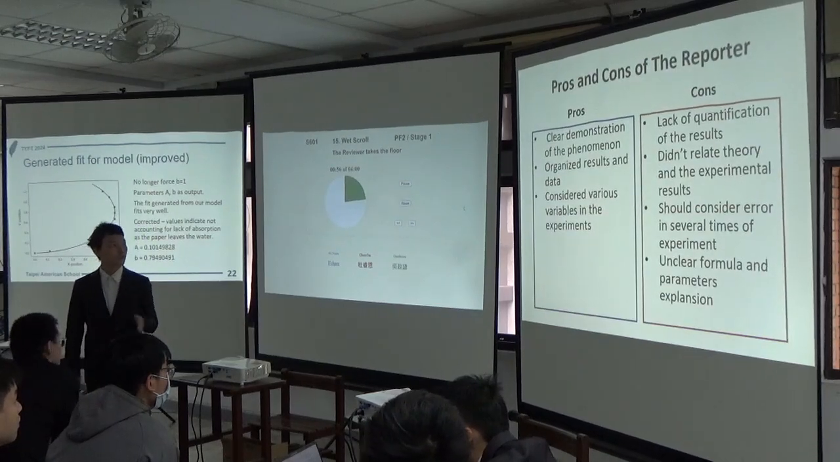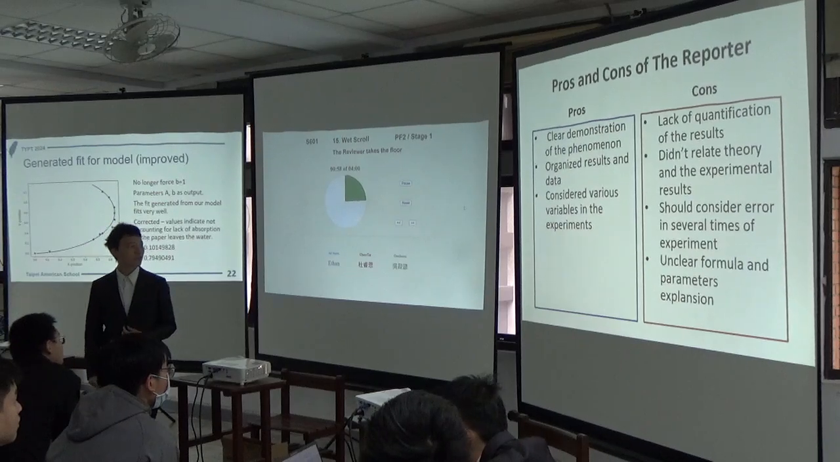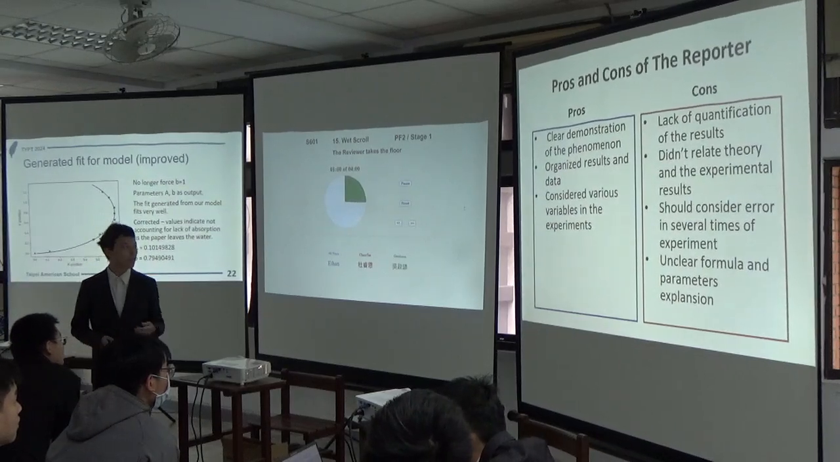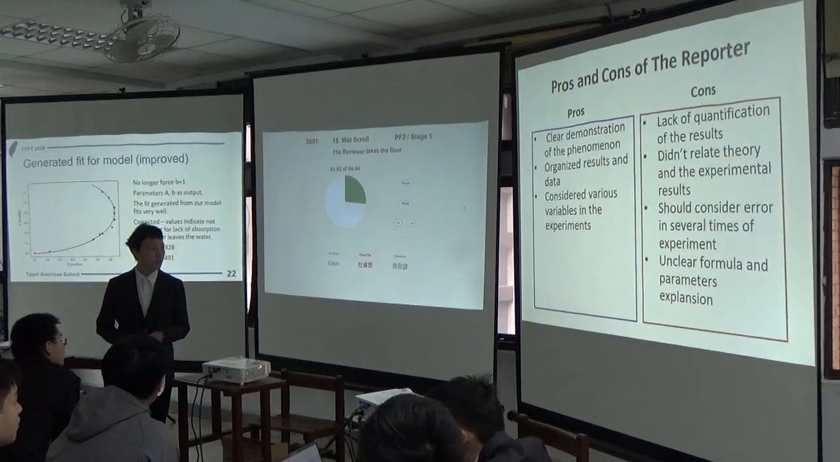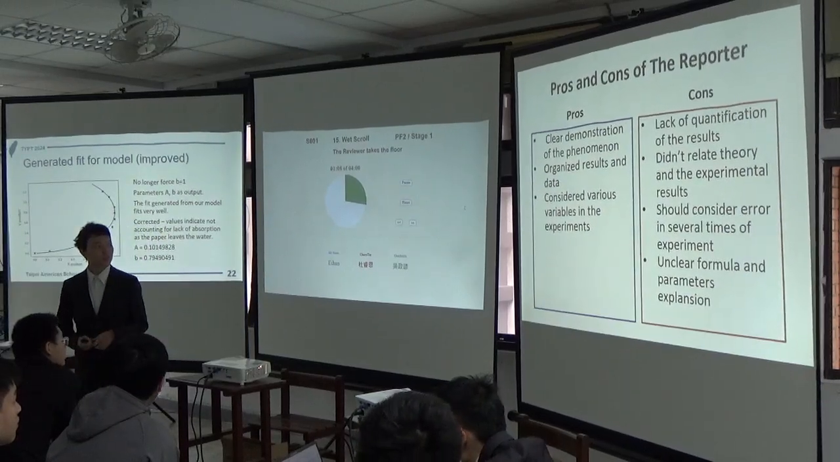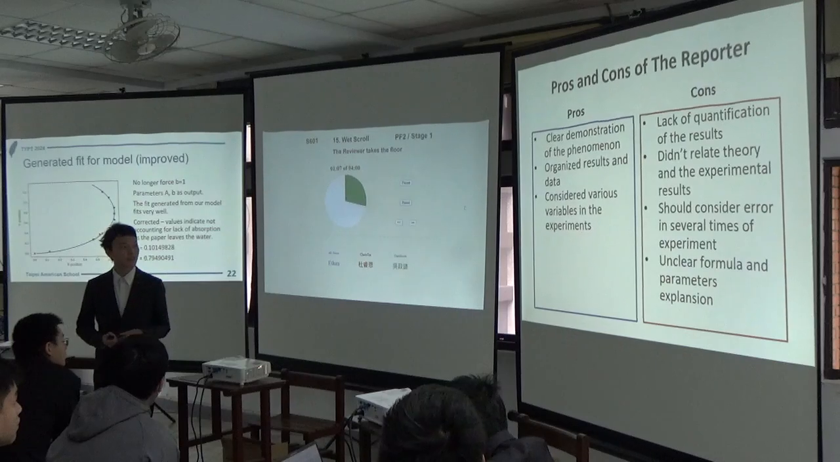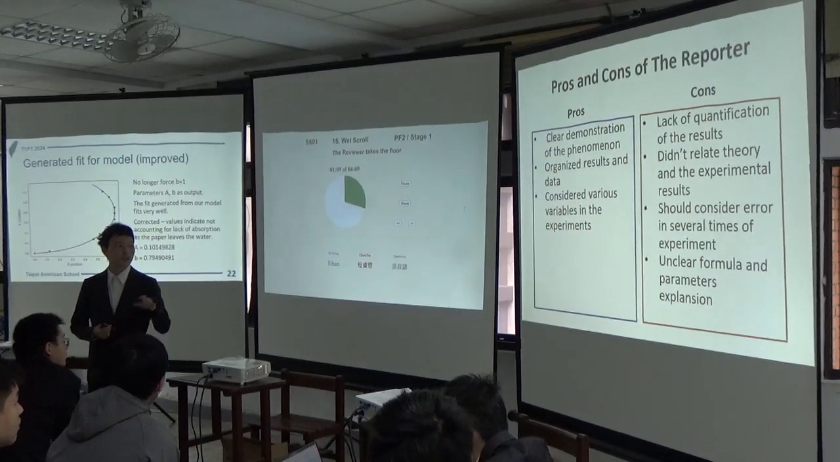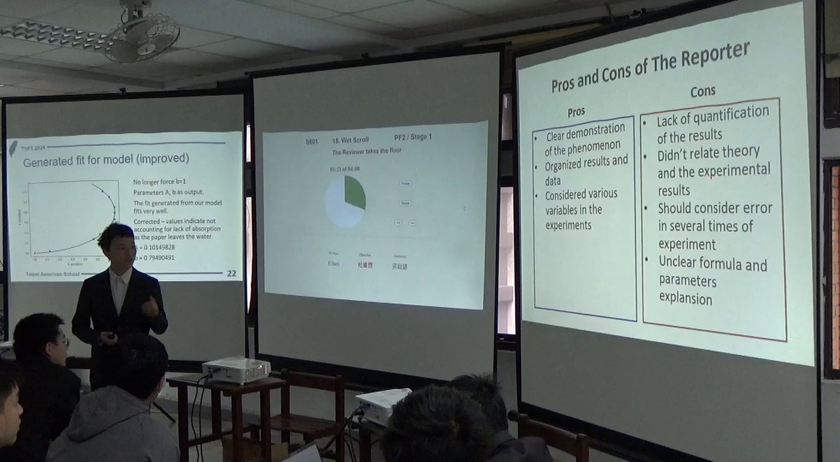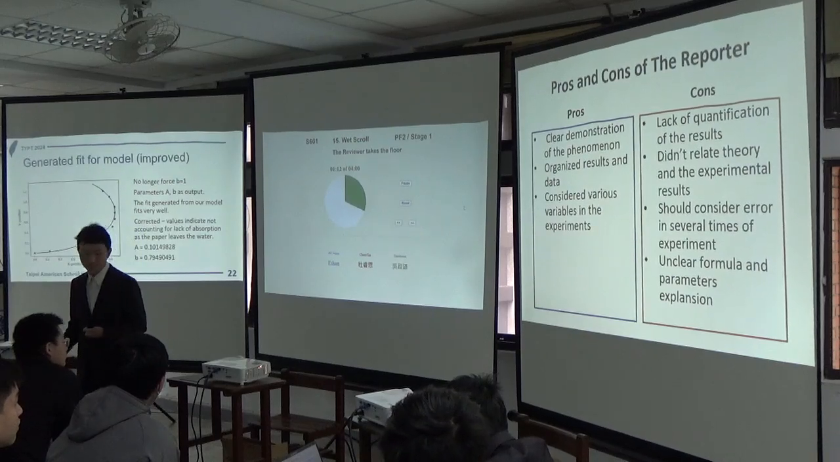So for the pros of the reporter, they have a clear demonstration of the phenomenon, organize the results and data, and consider various variables in the experiment. But their cons are the lack of quantification of the results, they didn't relate theory to the experimental results, they should consider error over several repetitions of the experiment, and the formula and parameters explanation is unclear.